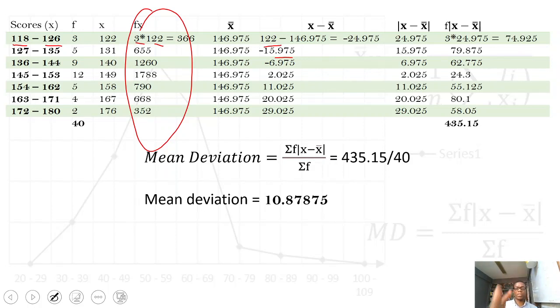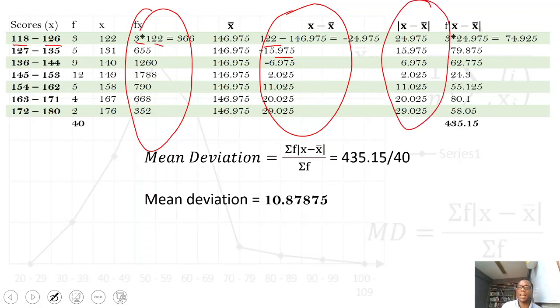When that is done, we will need the column for absolute scores. To get your absolute scores, you're dealing with the same numbers that you have in this column. The only difference is that your negative signs will be taken away, and so you'll discover that here, rather than minus 24.975, we have 24.975. Here we're changing minus 15.975 to 15.975, and so we will do that to compute the x minus x bar column.